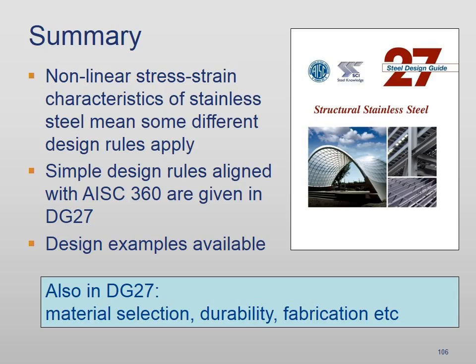So moving on to my final slide, which is slide 98, and I summarise as I finish. The nonlinear stress-strain characteristics of stainless steel mean that some different design rules do apply, and that's why we wrote the design guide. We've kept the design rules very simple and very closely aligned to the carbon steel rules in AISC 360 that you're familiar with. And 6 design examples are in the design guide to illustrate the application of these rules.